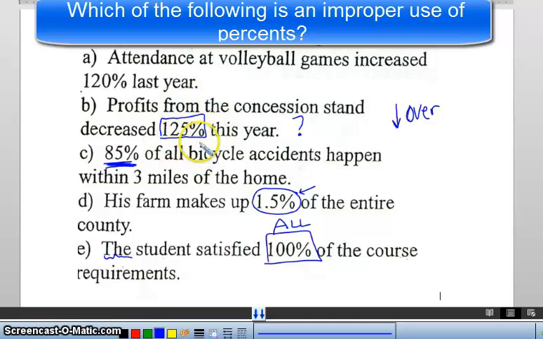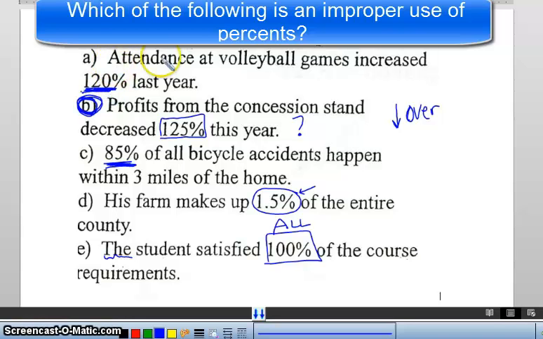So that makes no sense, because you can't reduce the amount of profits over the amount of money that you have. So the most that it could be would be 100%. It's just like you guys would say, I got a negative 25% on my test. That's not logical. So B is definitely not logical. You're probably asking, well, that's over 100%. This one's over 100%. How come that one's okay?